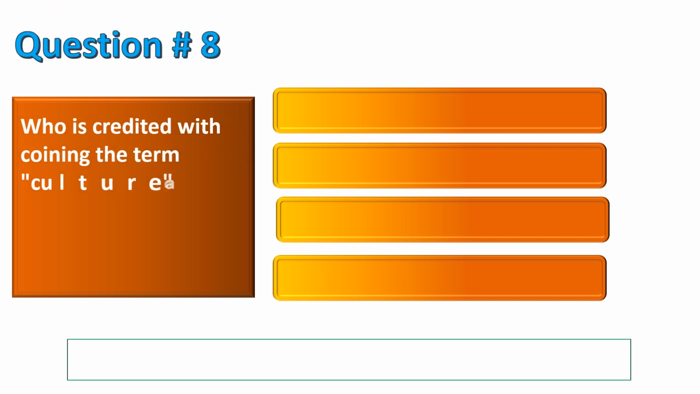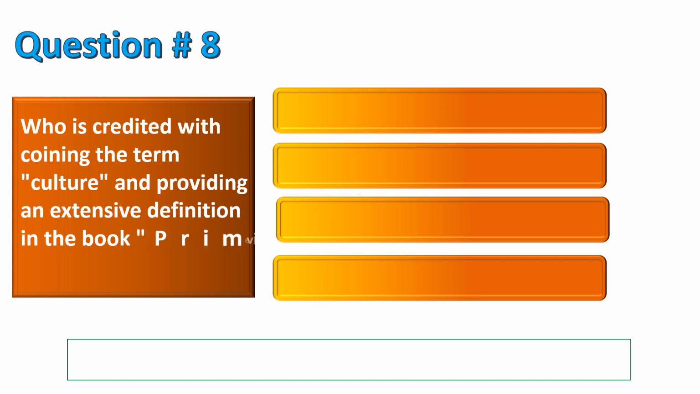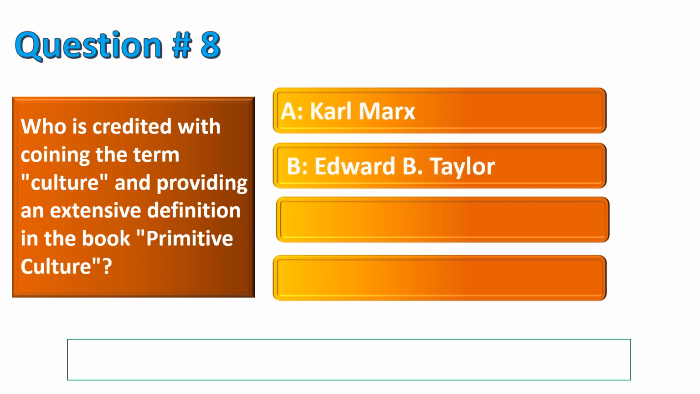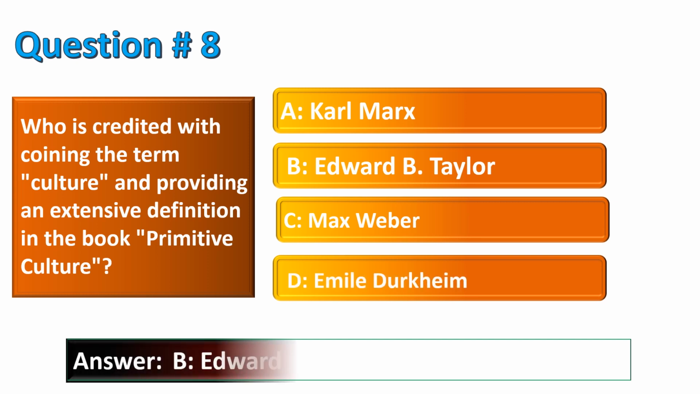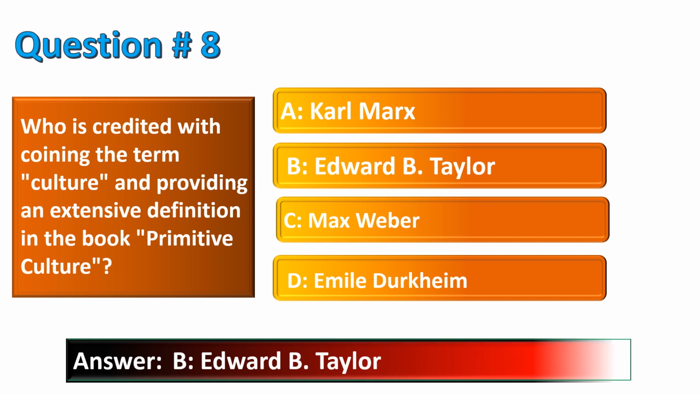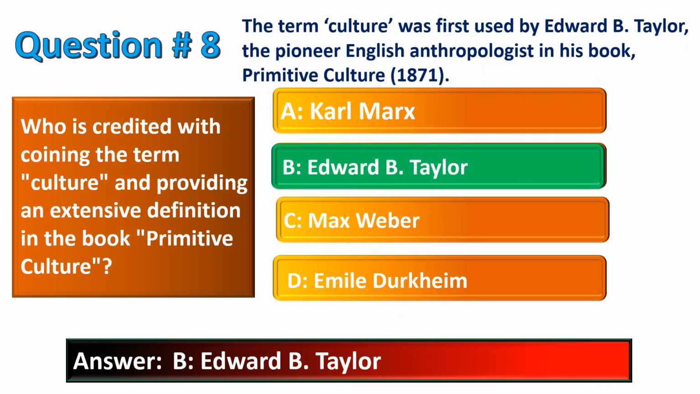Who is credited with coining the term culture and providing an extensive definition in the book Primitive Culture? If you know who authored the book Primitive Culture, you can easily write the answer of this question. The answer of this question is option B, Edward B. Tylor. The term culture was first used by Edward B. Tylor, the pioneer English anthropologist, in his book Primitive Culture, which was published in 1871.